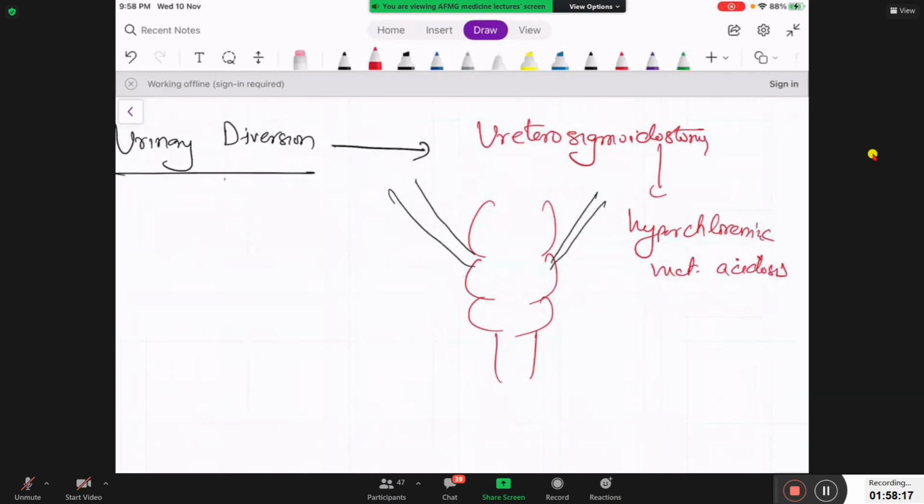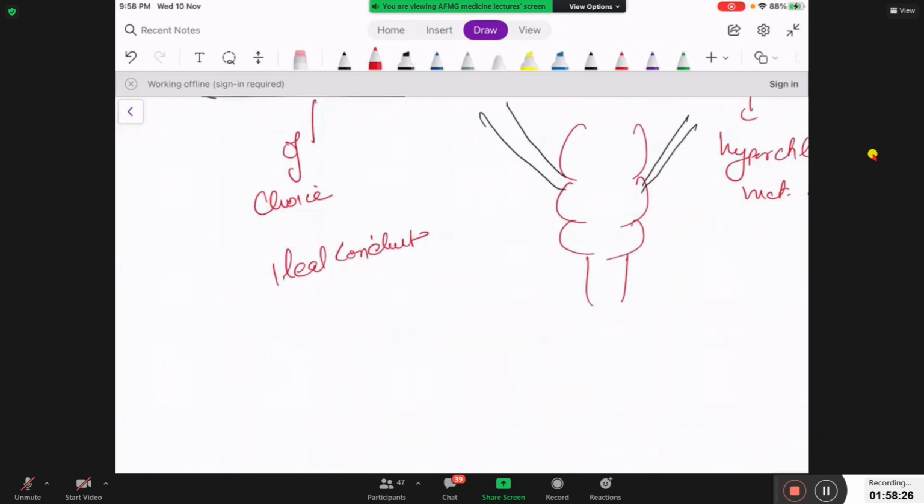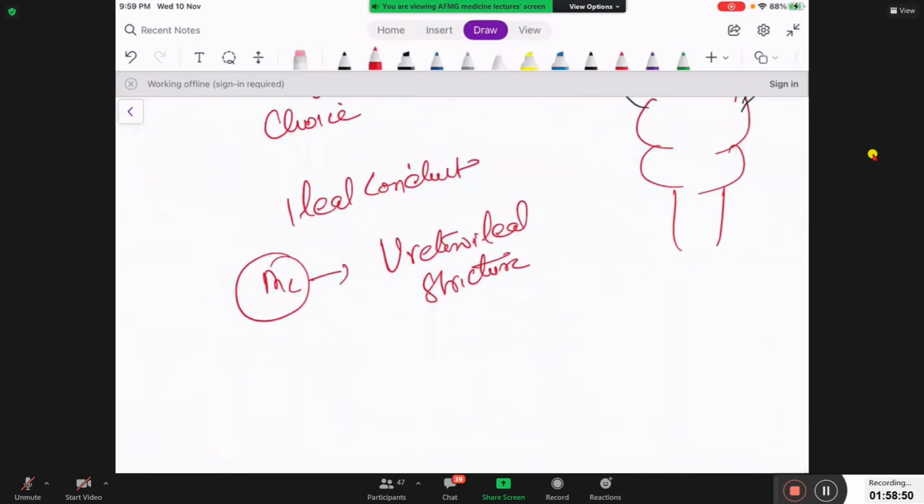अब हम क्या करते हैं? The urinary diversion of choice is ileal conduit. Urinary diversion of choice now is ileal conduit, and the most common complication of this is uretro-ileal stricture. The urinary diversion of choice now after removing bladder is ileal conduit.